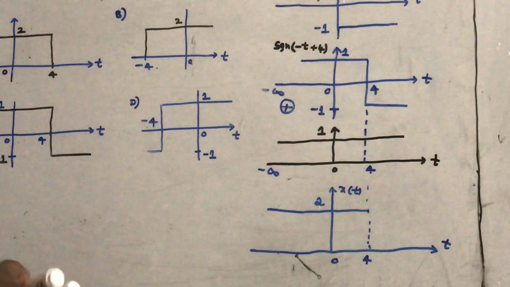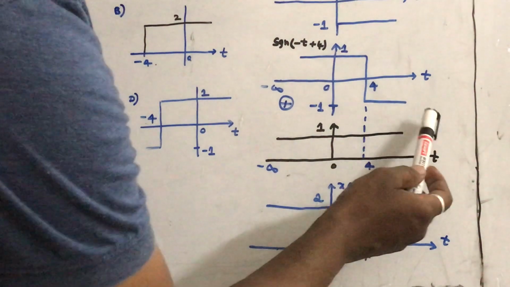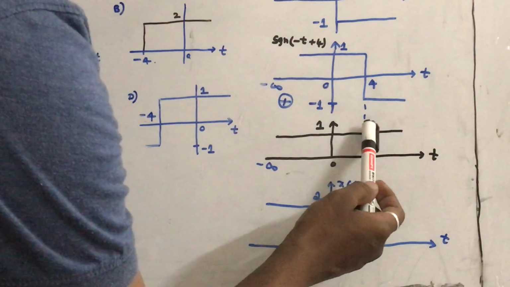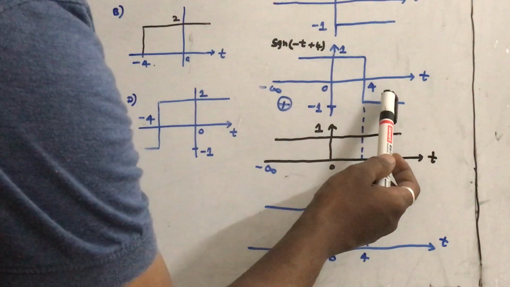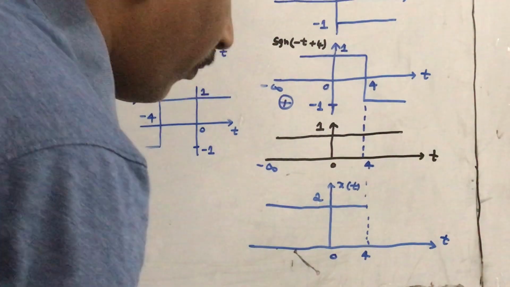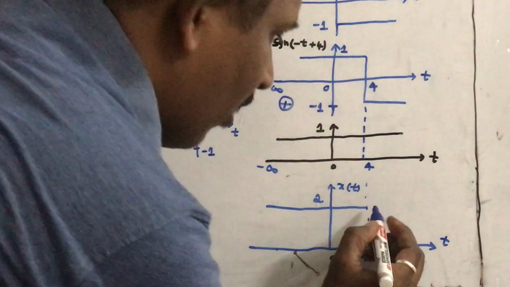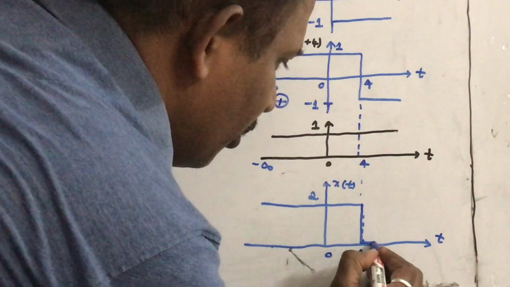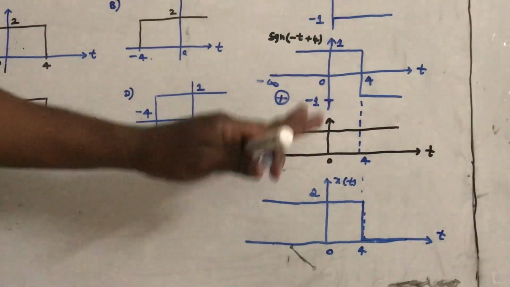You have to clearly mention. After t is equal to 4, its amplitude is minus 1 and its amplitude is plus 1. Minus 1 plus 1 is 0. So from t is equal to 4 onwards, the waveform value is 0. So this is the answer for this problem.